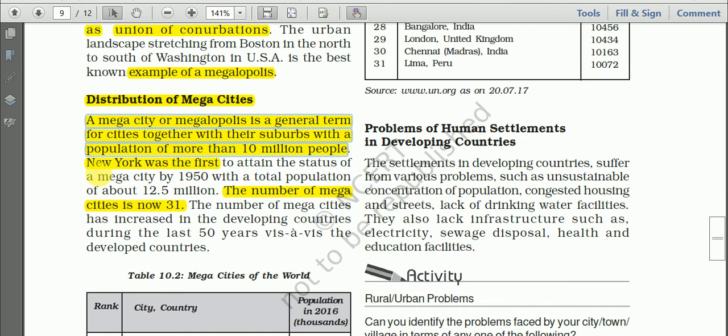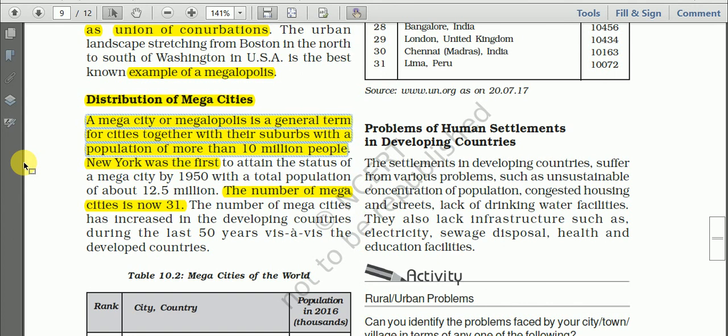Let me repeat. A megacity or megapolis is a general term for cities together with their suburbs, meaning those satellite towns. Suburb means suburbans, with a population of more than 10 million people. That means a megacity has a population of more than 10 million people.